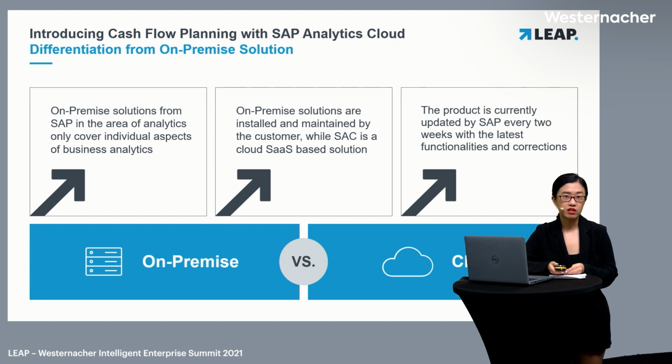of a software. In the case of a cloud solution, the SAP Analytics Cloud provider takes over the installation, provision, and maintenance of the software. The customer is only provided with access, which they use to access the solution from a front end. The product is currently updated by SAP every 2 weeks with the latest functionalities and corrections. However, this update frequency is only maintained on partner systems. Customers with a productive system only receive the latest version every quarter.